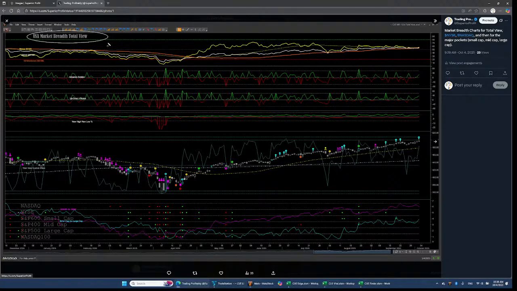Total view, the broadest view of the market. Percentage of stocks above 50-day moving average. It was tilting down for several days, but for the last few days it tilted up. The 3-month new high low is also tilting up. Neither of them are extremely overbought, so internal health improved.